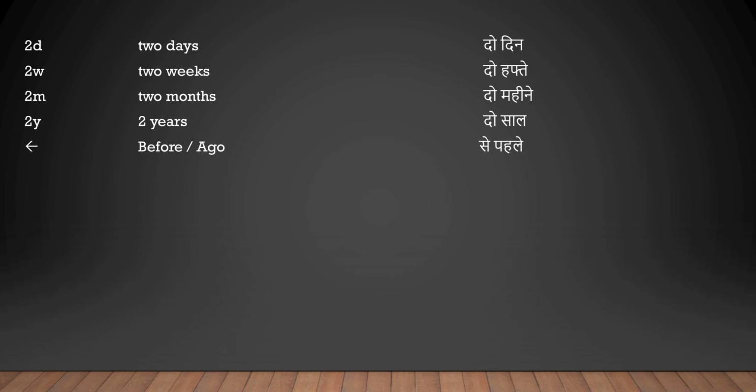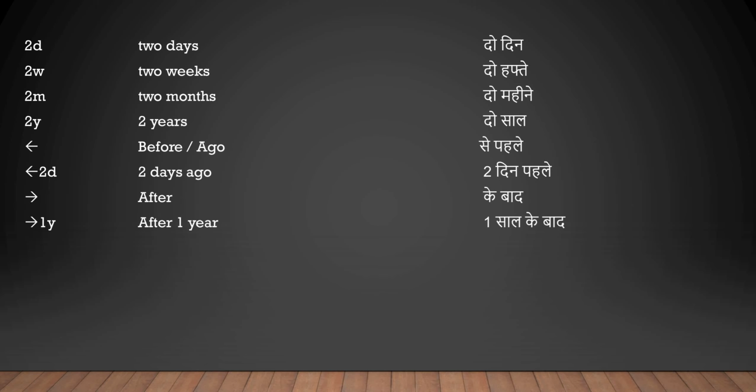And then backward arrow, it means before or ago, से पहले. So backward arrow 2 days means 2 days ago, 2 दिन पहले. Forward arrow means after, के बाद. And forward arrow and then 1Y means after 1 year, एक साल के बाद.